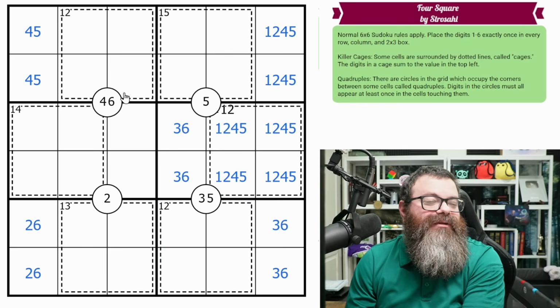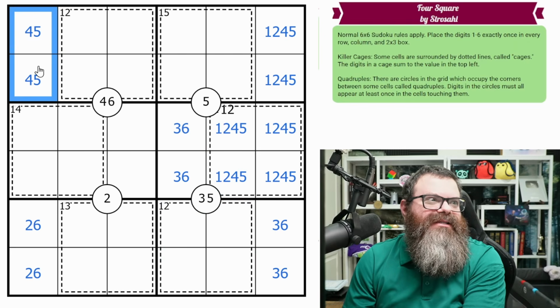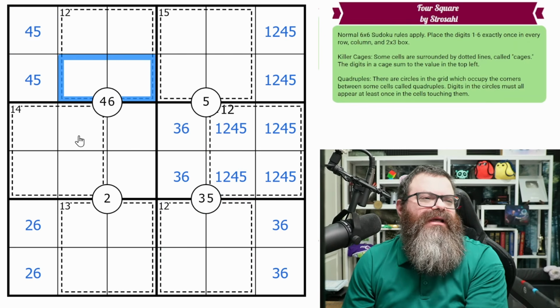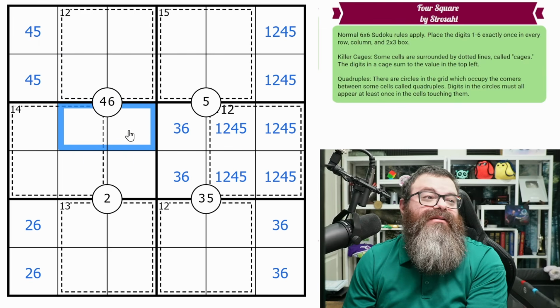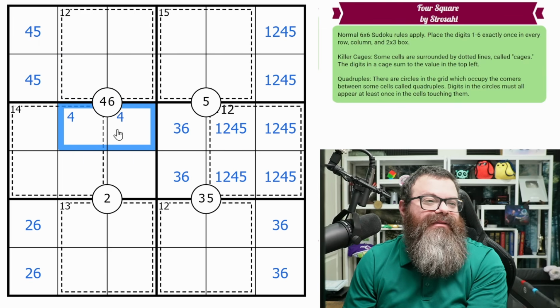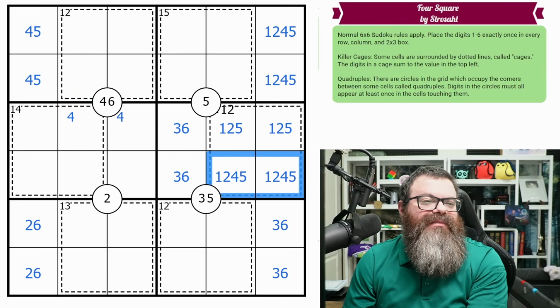Okay, we do have quads. I wonder if the quads are helpful at this point. So because of this 4 or 5 pair, we know neither of these are 4. So that means we need a 4 in this quad still, but it's got to be down here. So 4 is in one of these two. That's going to point saying these aren't 4, and that puts a 4 in one of these two.